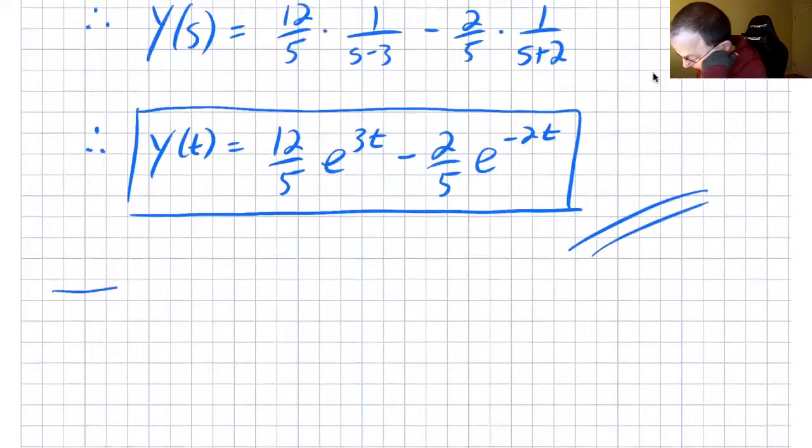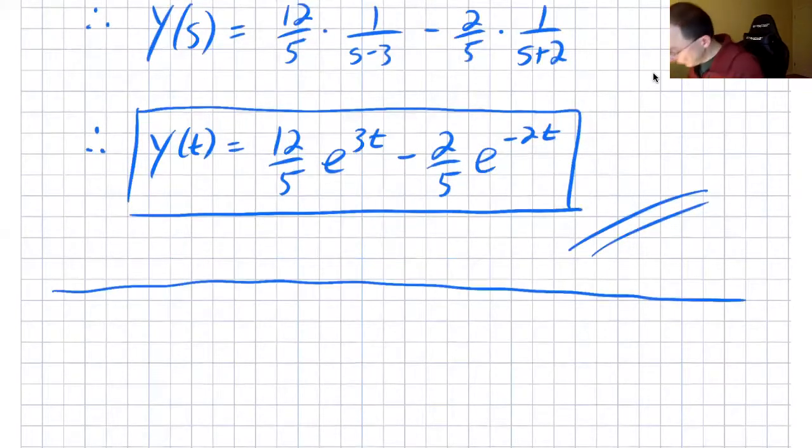If you prefer to use Laplace transforms, and let me just check to see that that is the same. So I'm just looking at my thumbnails here. 12 over 5 e to the 3t. Yep. Minus 2 fifths e to the negative 2t. Yes. So there you have it.